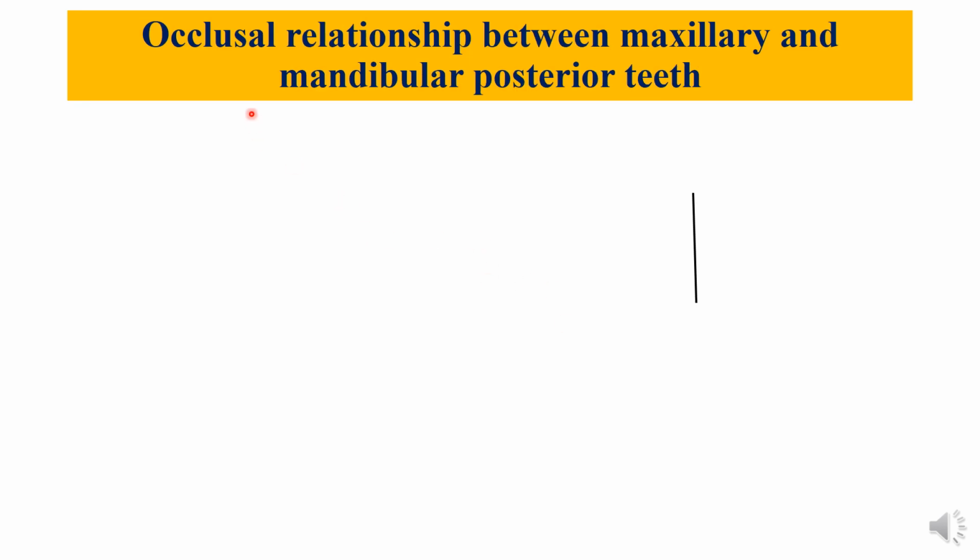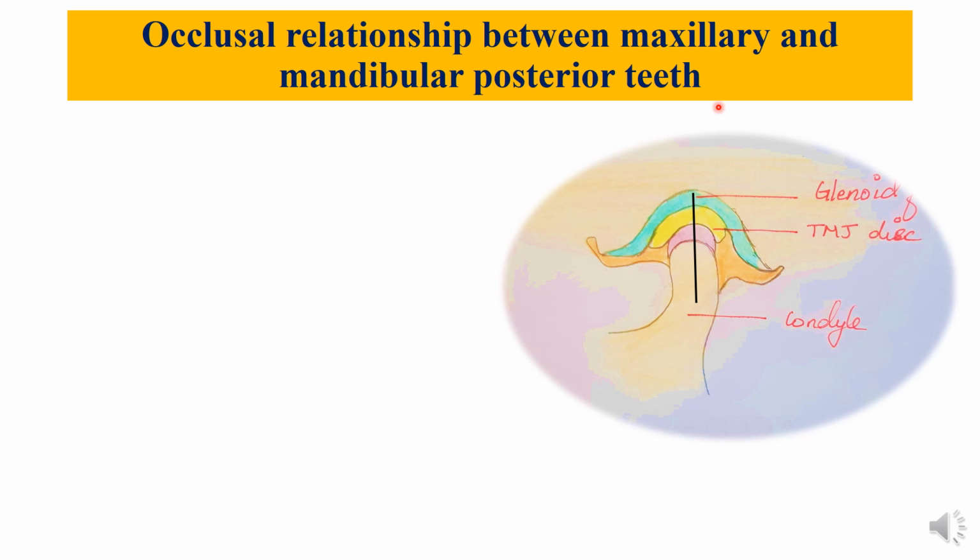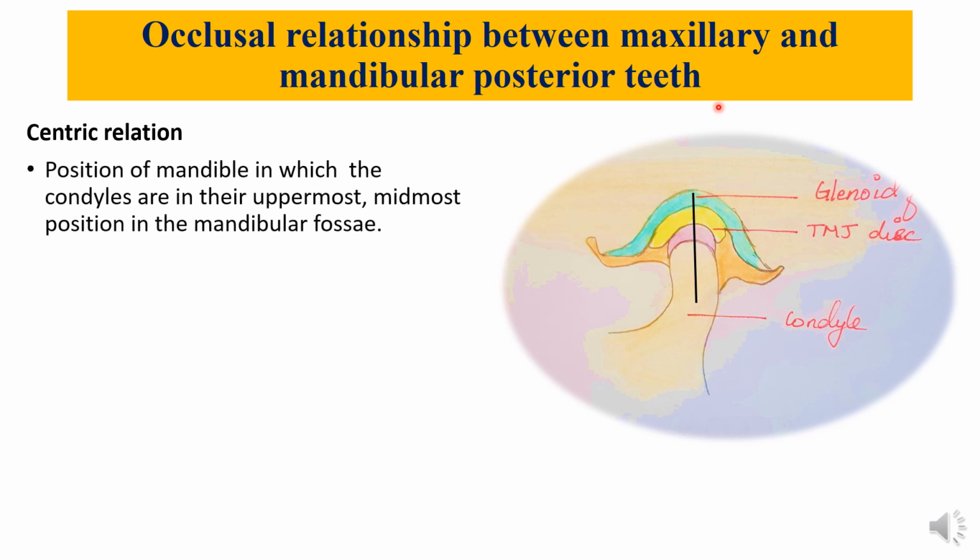Now let's move on to the occlusal relationship between maxillary and mandibular posterior teeth. To learn about the occlusal relationship, you need to learn three very confusing terms: centric relation, centric occlusion and maximum intercuspation. Centric relation and centric occlusion are a bit confusing, but let us go through them. Centric relation means what? See, this is the mandible, and this is the condyle part of the mandible, and this is the glenoid fossa or the mandibular fossa which is present on the skull.